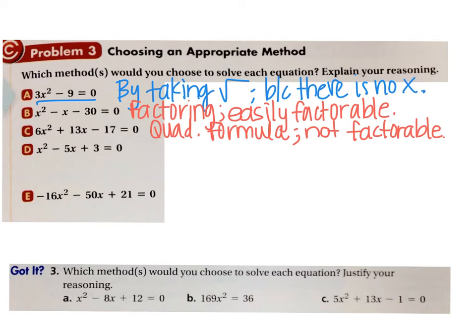All right, for D, if you tried to factor this, what multiplies to give you 3? There's only 2 numbers. It's 1 and 3. Are they ever going to add to give you 5 or subtract to give you 5? No, they're not. So because of that, this one's going to be the quadratic formula. Again, the same reason is because it's not factorable.